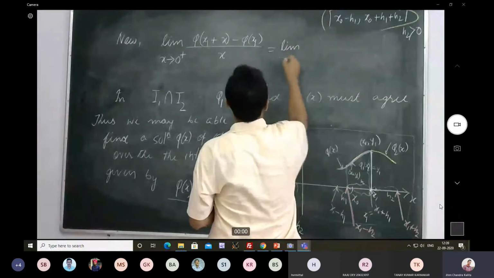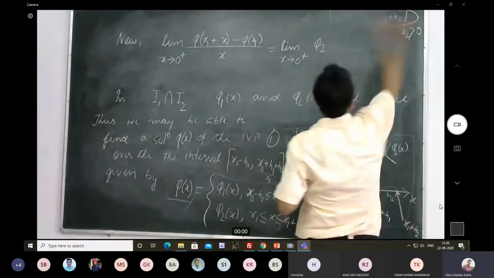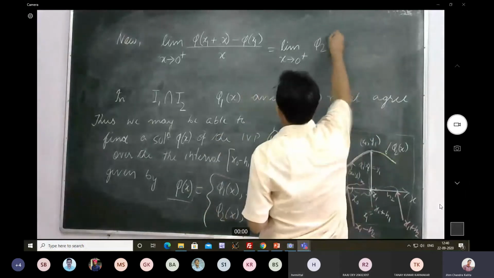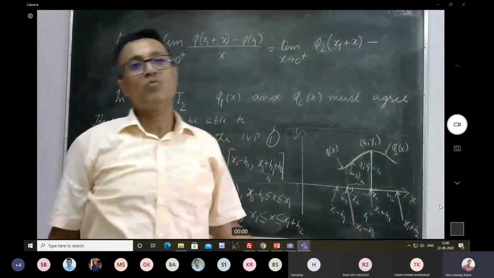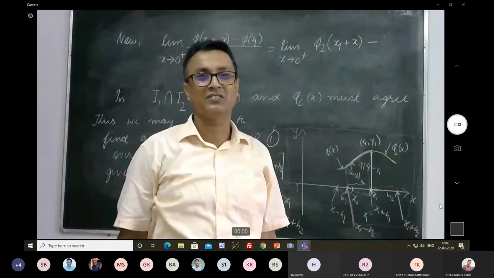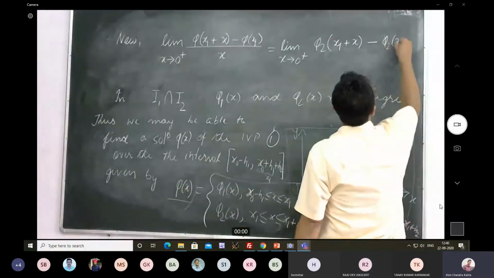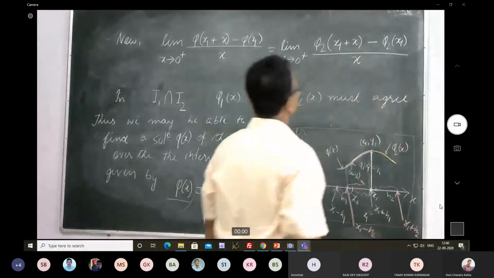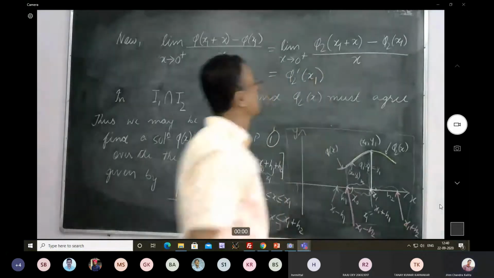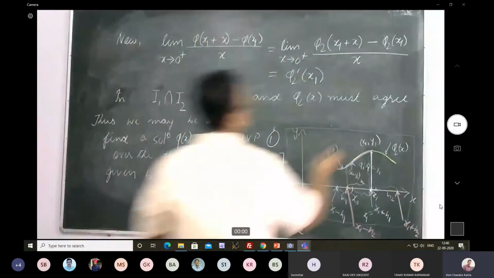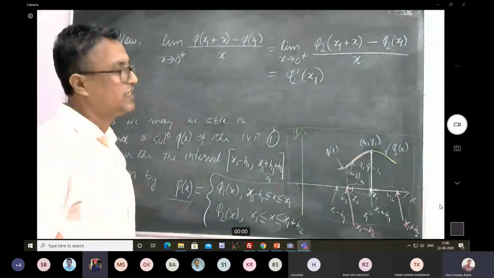So this is going to be limit x tends to 0 plus. For this, I can simply write phi 2 of x1 plus x. And for phi x1, whether I write phi 1 x1 or phi 2 x1, it doesn't matter, isn't it? So I will simply write phi 2 x1.